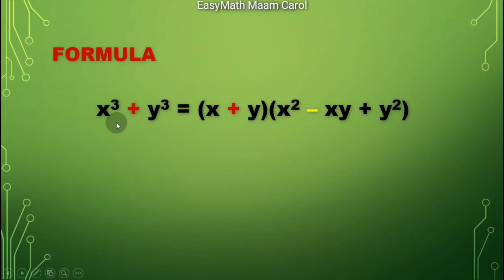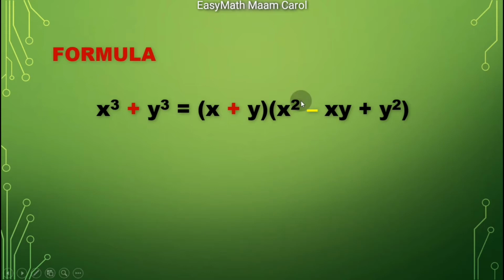So, what is the formula? So, ito yung mga bagay na dapat mong tandaan. Kapag sum of cubes, plus siya, yung unang factor niya, plus din. Okay? So, yun yung magiging pattern. Pag plus yung given, yung unang factor niya, plus din. Tapos, yung pangalawang factor niya ay trinomial. Okay? So, pinag-uusapan muna natin dito yung sign.